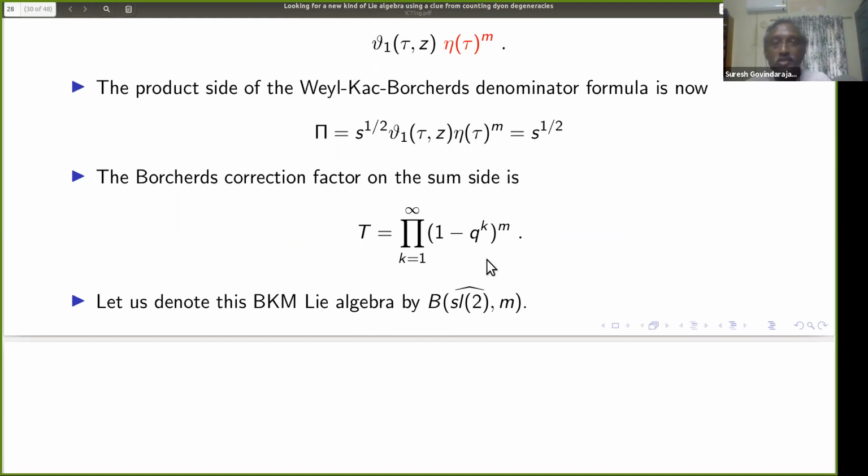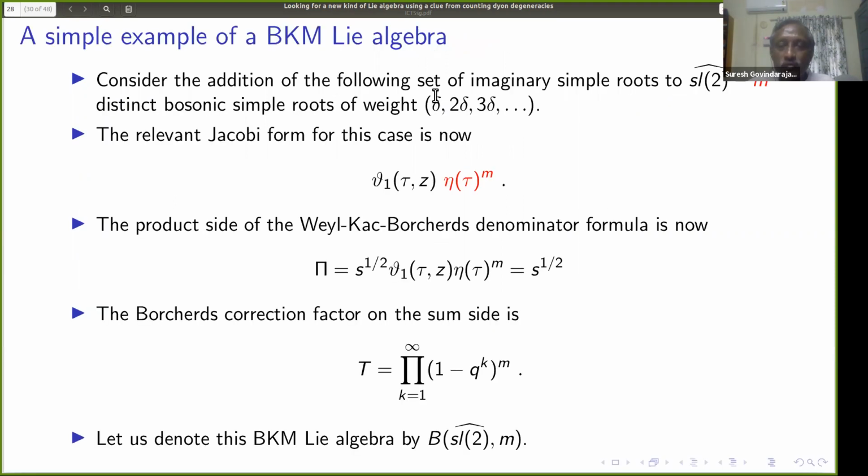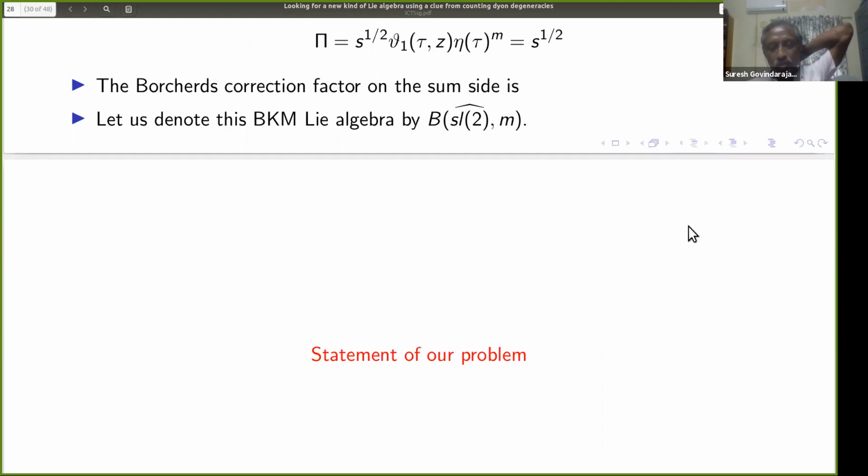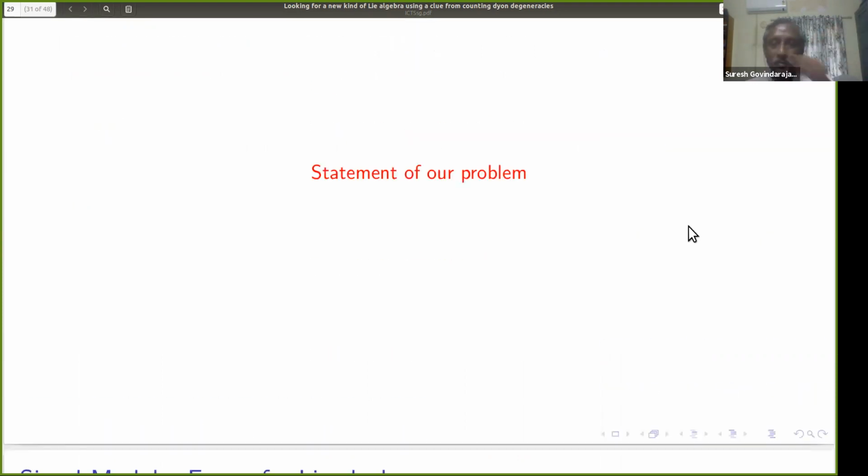We will denote this BKM. So this is now a Borcherds algebra, and this is a Weyl-Kac-Borcherds denominator formula. You can prove that sigma equals pi more or less. It's not very hard once you assume the SL2 hat formula. Then we'll call this the Borcherds extension of SL2 hat with M roots of this kind. It's an infinite number of imaginary simple roots. Okay, so now we are ready to state our problem.